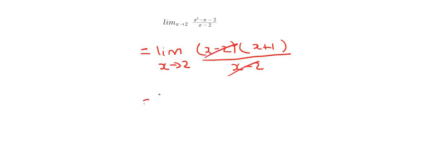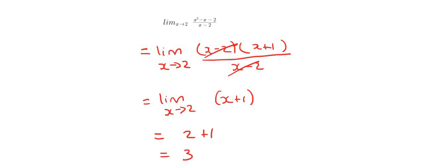And so you could say that that's equal to the limit as x goes to 2 of x plus 1. Now, you can plug the 2 into that, and that would equal 2 plus 1, which is 3. Notice that when I use the limit of 2, I don't have to write limit over here.